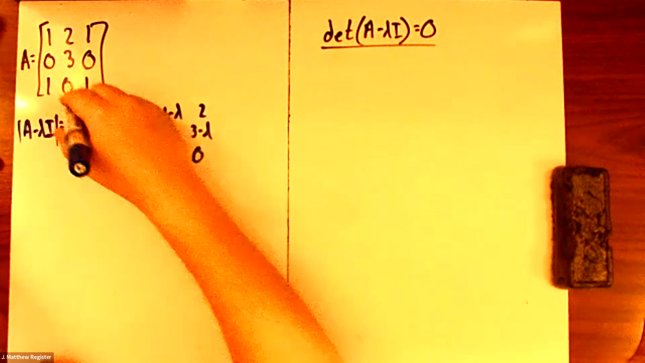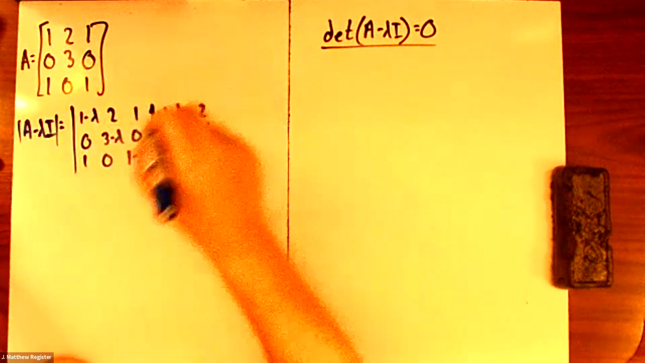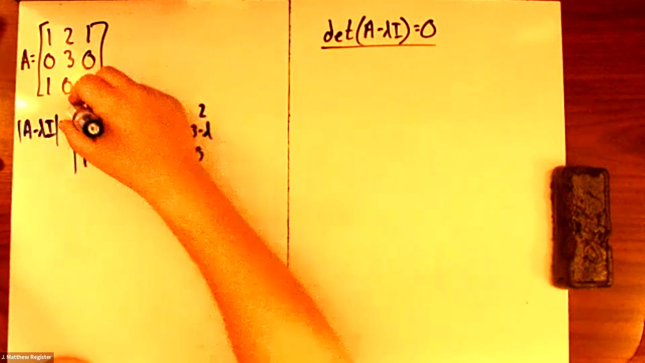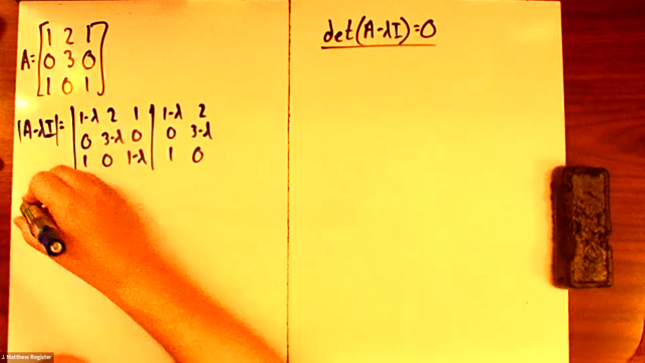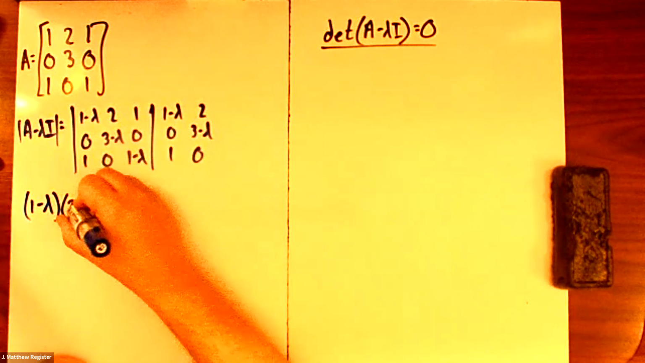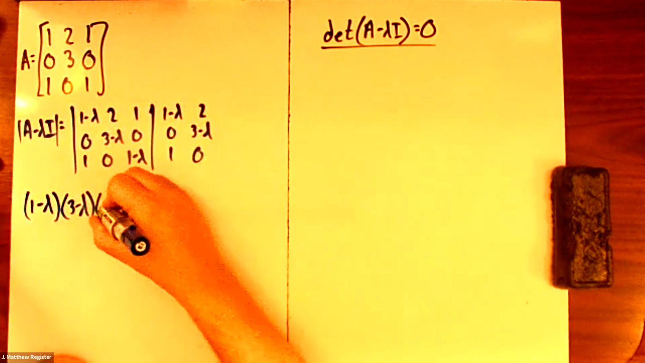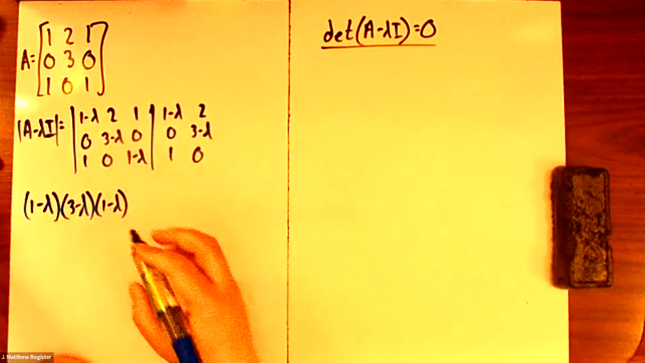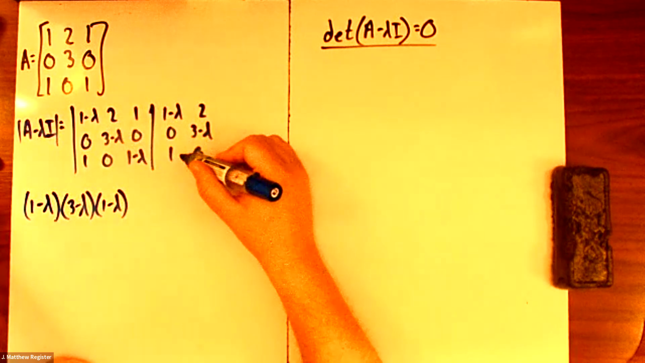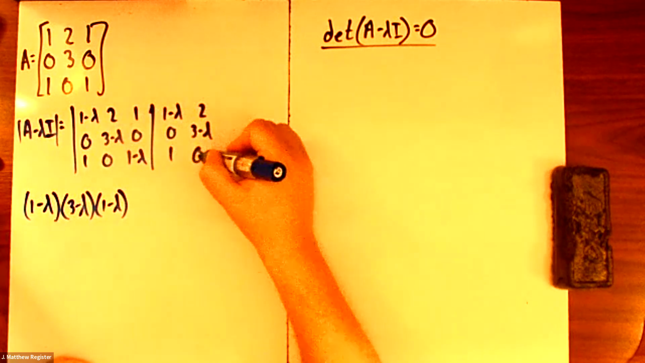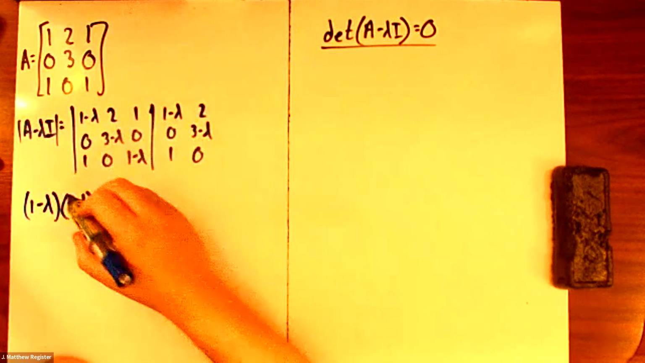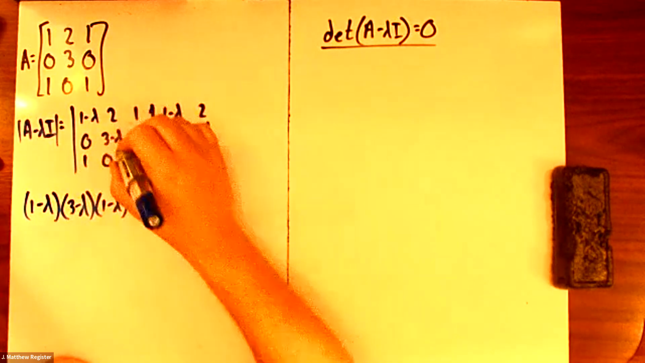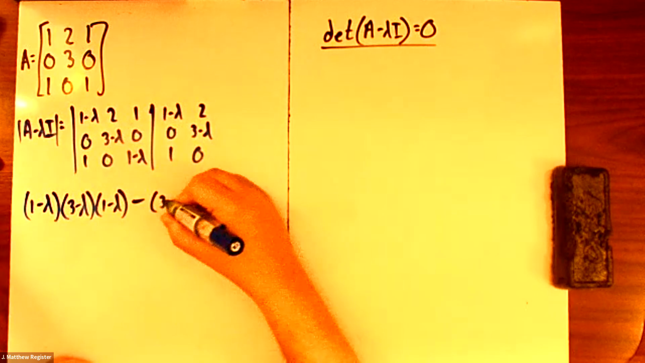And so now we can go down the main diagonals and the anti-diagonals. So remember, going down the main diagonals, we would say 1 minus lambda, 3 minus lambda, 1 minus lambda. 2 times 0 times 1 is 0. 1 times 0 times 0 is 0. So now going down the anti-diagonals, we get 1 times 1 times 3 minus lambda.